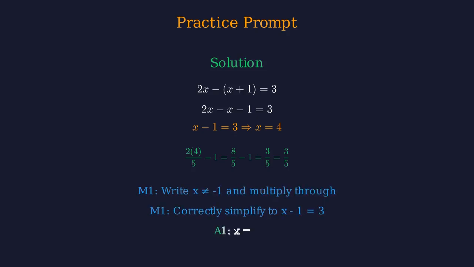Mark breakdown. M1 for writing x not equal to minus 1 and multiplying through. M1 for correctly simplifying to x minus 1 equals 3. A1 for x equals 4. And the quick check gives confidence. That's your quick win for today.